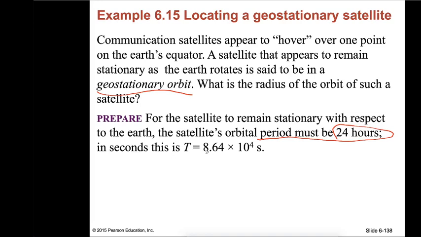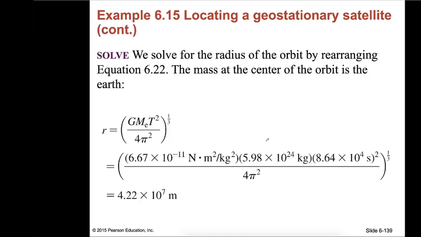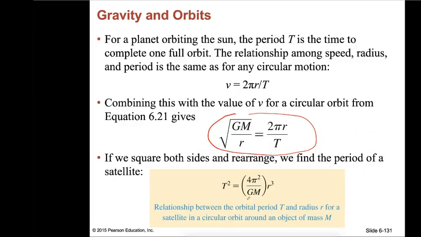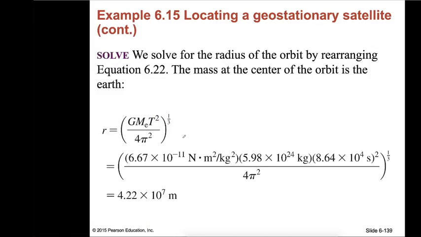In seconds, 24 hours means 8.64 times 10 to the power 4 seconds. And you can use the previous equation to calculate the radius, because you know T, you know the mass of the Earth, you know G, you know pi, they're all constants. Then you can calculate the radius. So finally, it's 4.22 times 10 to the 7 meters.